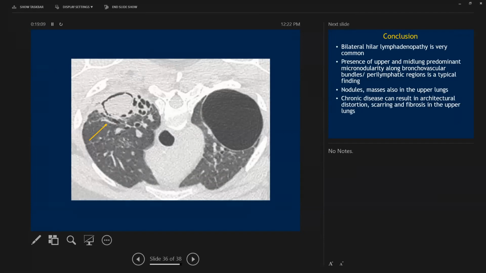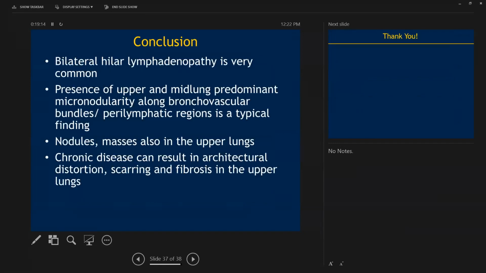I haven't gone through every single complication just in the interest of time, but to summarize the common findings we're looking for in a patient or suspected patient with sarcoidosis is bilateral hilar lymphadenopathy, presence of upper and mid lung predominant disease, and it can be micronodularity, coalescent masses, and then chronic disease with architectural distortion, scarring, fibrosis, honeycombing, and lines. That kind of summarizes the findings. I'm going to stop now, and in case anyone has questions, please feel free to ask.